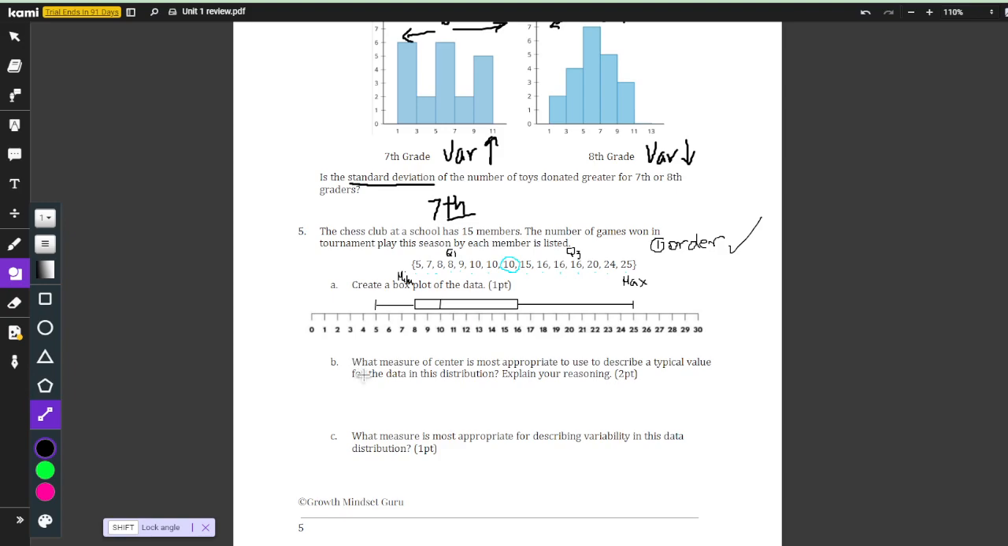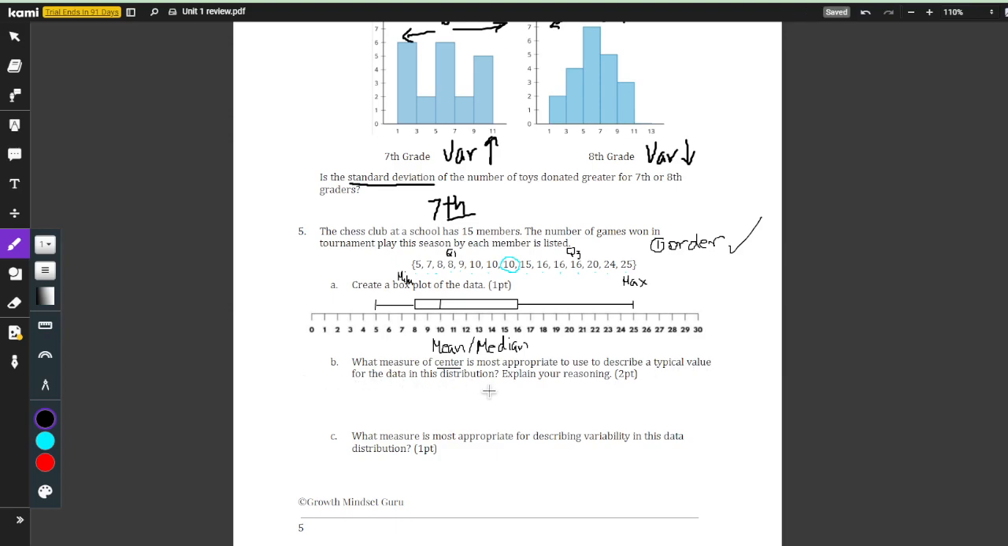So now we're going to look at this. What measures the center? Center means that it's either going to be mean. We're not on lines anymore. So center means it's either mean or median.